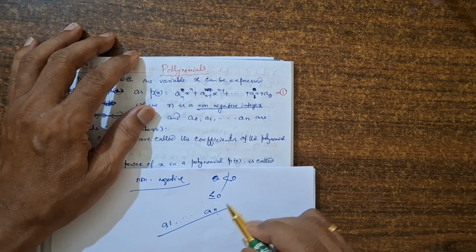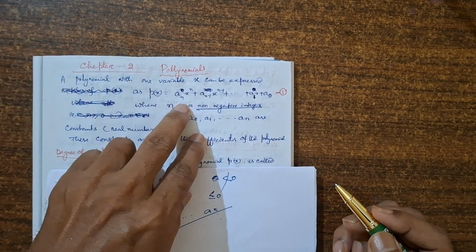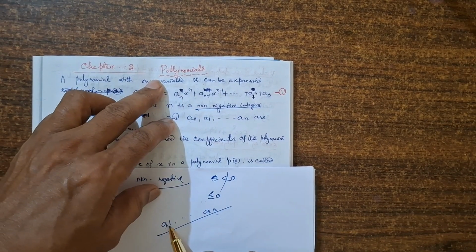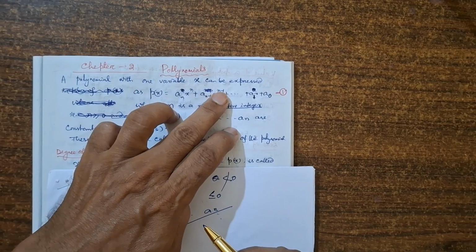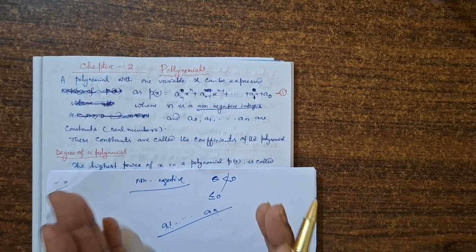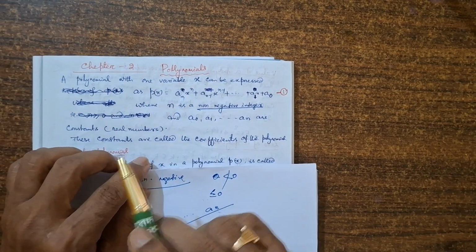All these a_1 to a_n are known as the coefficients of the variable term x. x^n is related with a_n, x^(n-1) is related with the coefficient a_(n-1). To make a sequence, or to guess easily, that's why it has been written in this way.